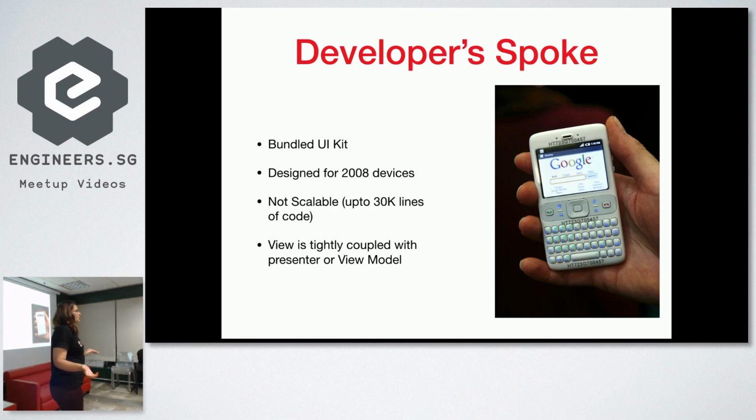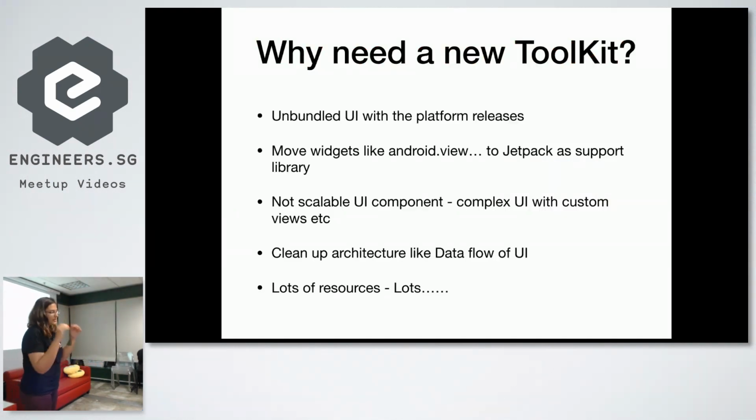The UI kit was designed for 2008 devices, which we have already realized. It's totally not scalable. The classes that exist right now are in Java. They have close to 30,000 lines of code, which I think all of us know is not a scalable product. And everything is tightly coupled. If you guys know about MVP, MVVM, you would know. These are the design patterns that we use. So why did we need a new toolkit? I'm not saying that what I'm going to talk about is the optimum toolkit. We're going to come back to that. But we do need a new toolkit for Android.